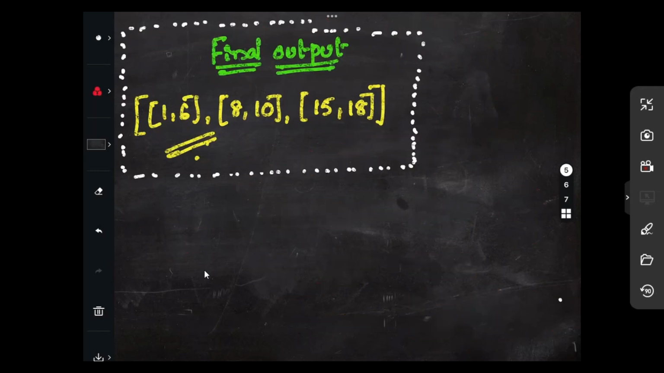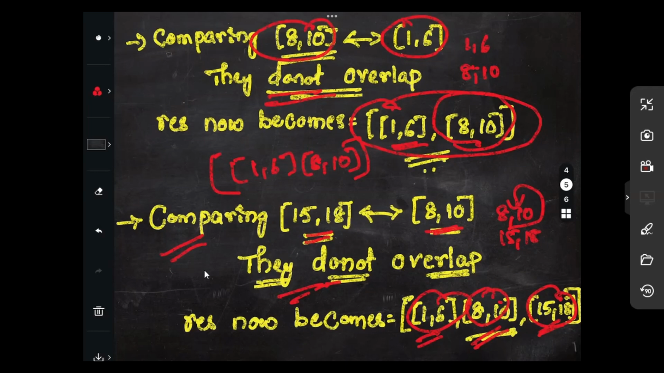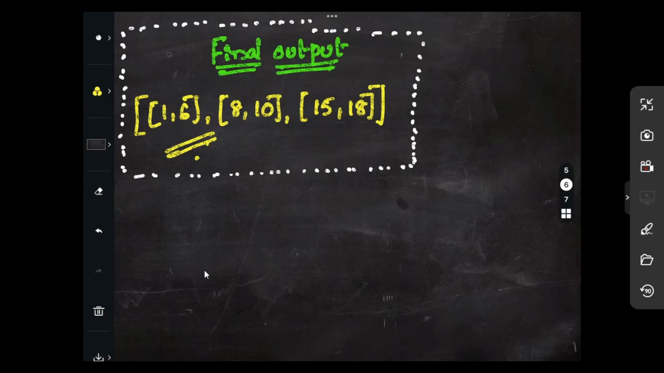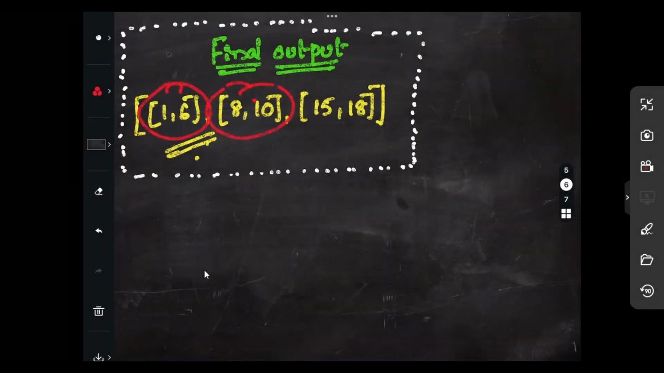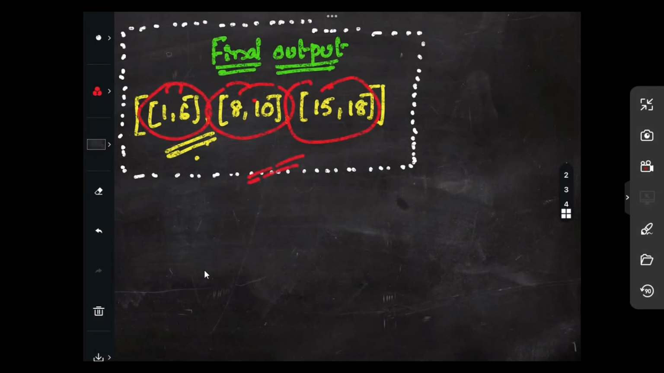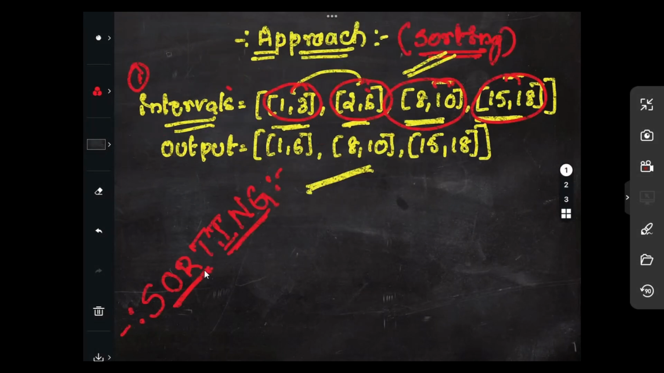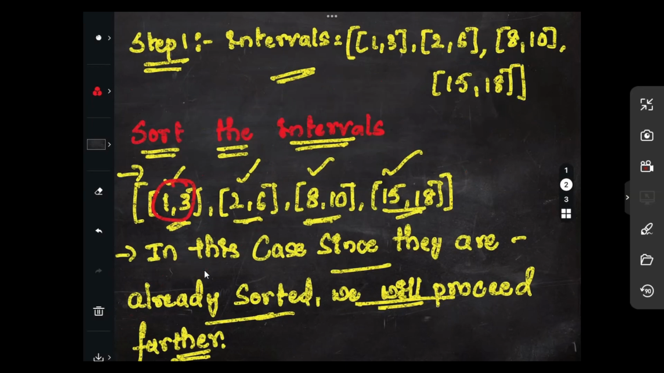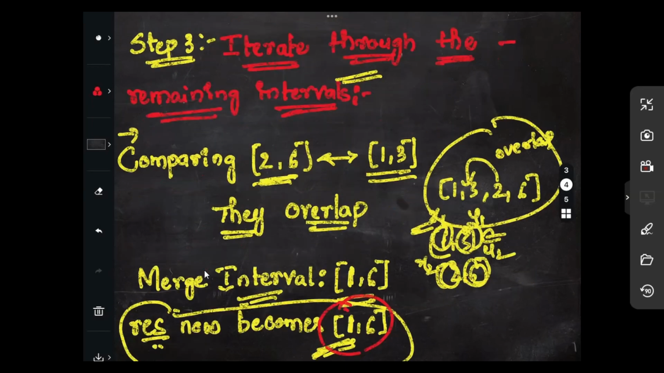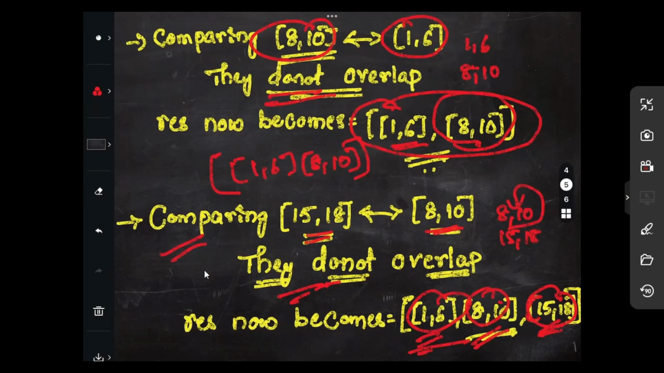So for the final output, we will be adding 15 comma 18 to the result array, right? So this becomes 1 comma 6, 8 comma 10 and 15 comma 18. The final output that we got here is 1 comma 6, 8 comma 10 and 15 comma 18. This is the same as what they have given in the output here. So these two match, so the approach works absolutely correctly in this case, right? This is the approach that we will be going with.